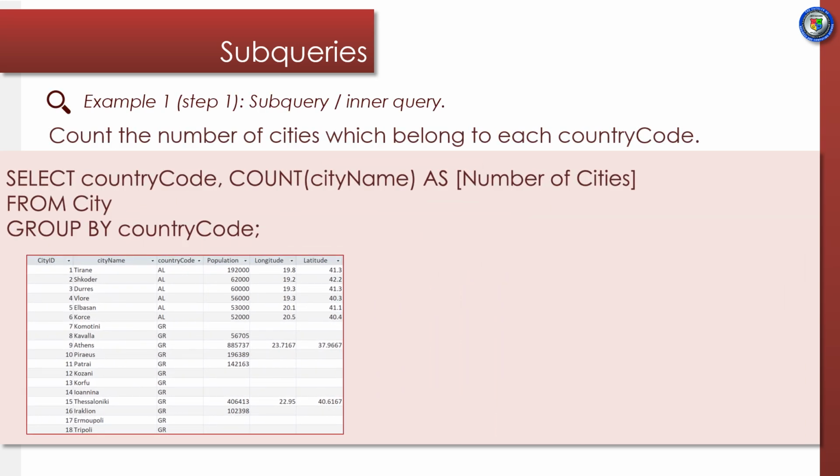Now the first step for this will be to count the number of cities which belong to each country code. So we're going to get the country code with the corresponding number of cities. We can see our query, select country code. We have an aggregate function of count and its expression city name and its alias as number of cities, which is how it will be shown in its results table. We are going to take this from the city table and group by the non-aggregate expression country code.